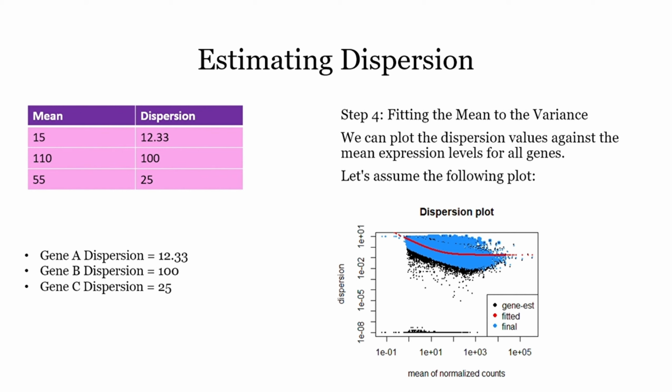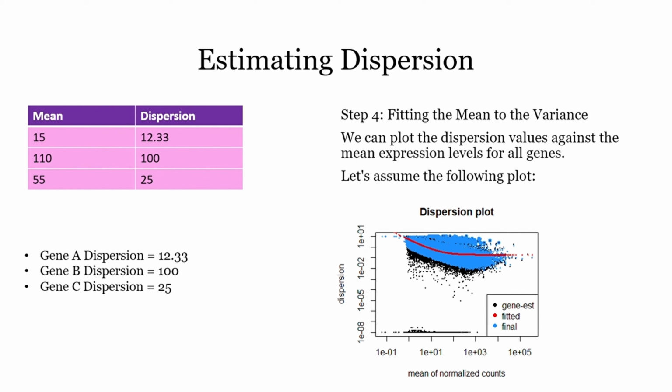For the blue dots, they are the summary of the dispersion values for genes in different bins of the mean expression. DESeq2 groups genes into bins based on their mean expression levels. The blue dots represent the average dispersion values for genes within each bin.